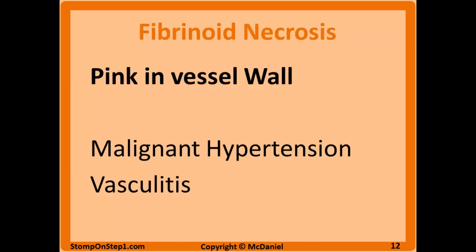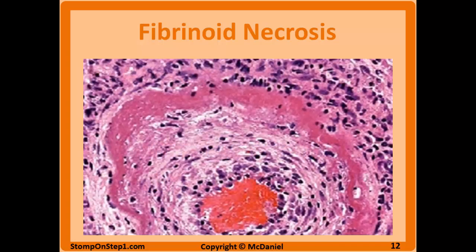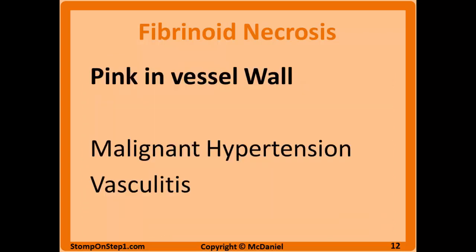Fibrinoid necrosis is when proteins from the blood leak into damaged vessel walls, and this is seen in pictures with a pink or red color in the vessel wall itself. Here's an example of that. You can see this pink color is in the vessel wall. And this is most commonly seen in Step 1 questions with certain types of vasculitis and in malignant hypertension.